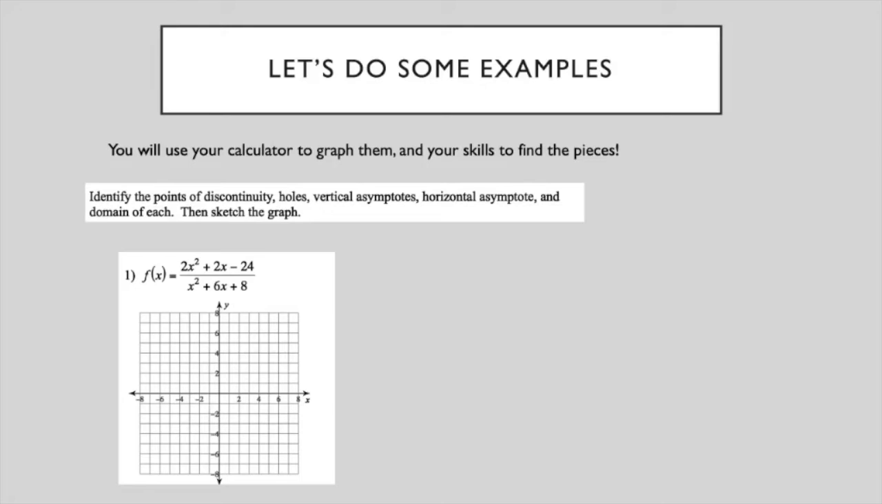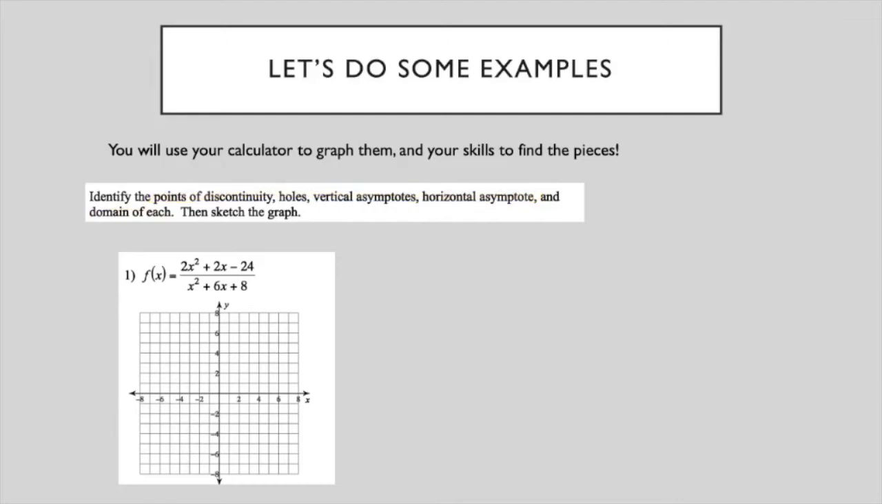Should we simplify first? Yes. So what we're going to do is find the points of discontinuity, the holes, the vertical asymptotes, and the domain, and then we're going to sketch it. I would do all that first and then sketch it at the end. So we're going to have to, yes, simplify this to begin with.